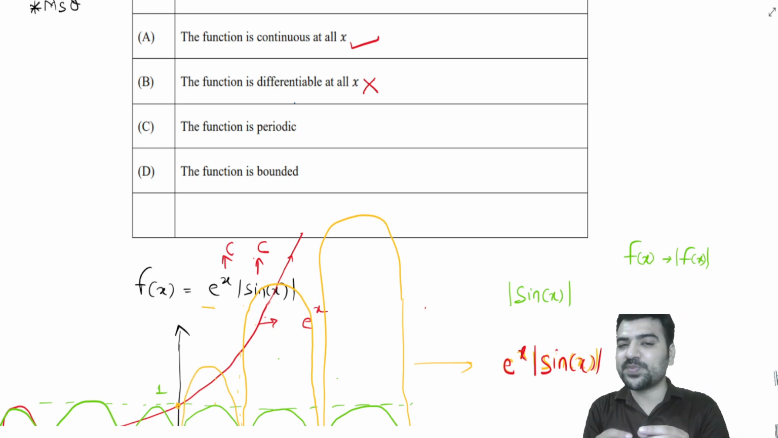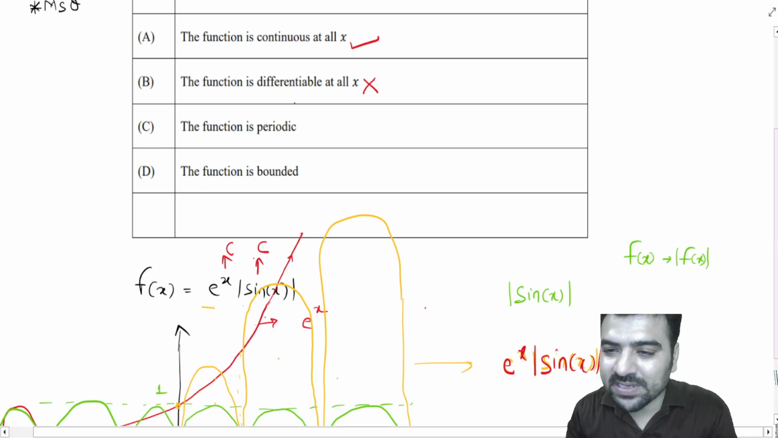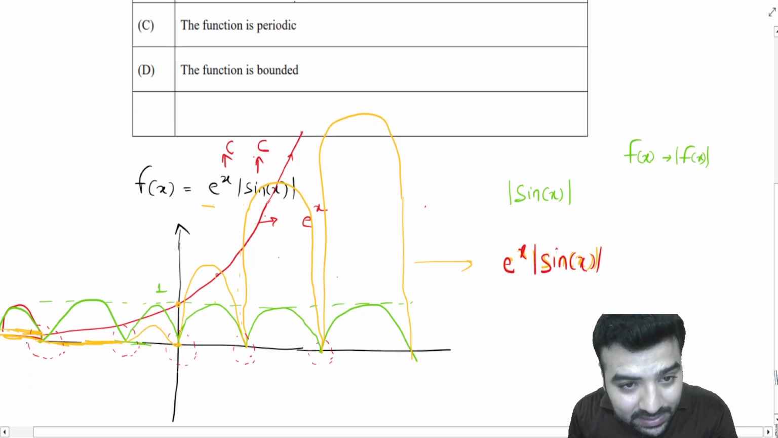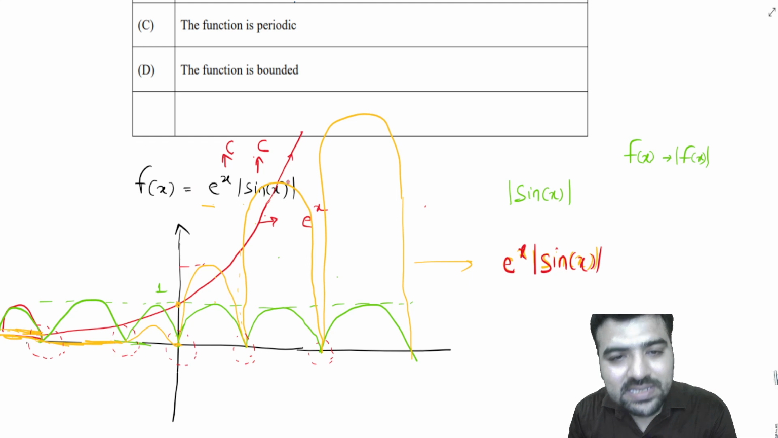Is the function periodic? If it is periodic, it should repeat its nature after a certain fixed period, but it is not repeating. It is forming the same kind of curve, but the range is different. So the function is not repeating its nature after pi. It becomes different. So it is not periodic.